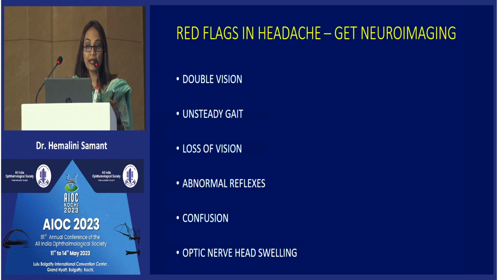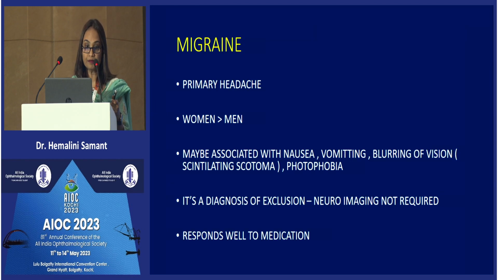The red flags in headache where you will get a neuroimaging done. If you have a patient who comes with complaints of headache, who also has some double vision, has unsteady gait, has loss of vision, has abnormal reflexes, appears confused to you, or on the fundus shows some optic nerve pathology, then you will get a neuroimaging done. And the choice of neuroimaging most of the times is MRI only.